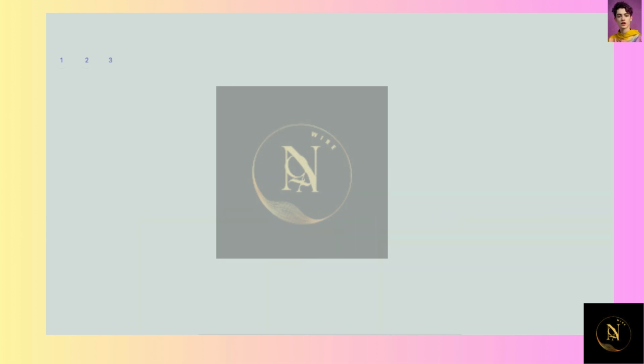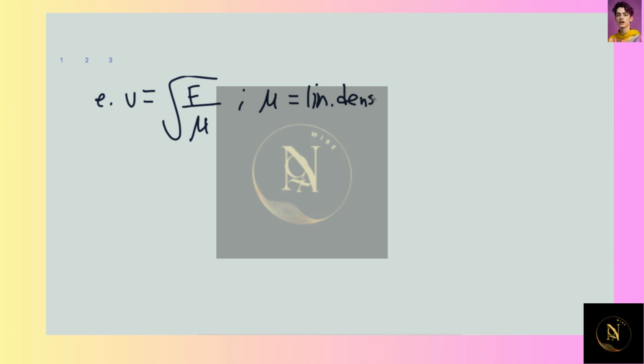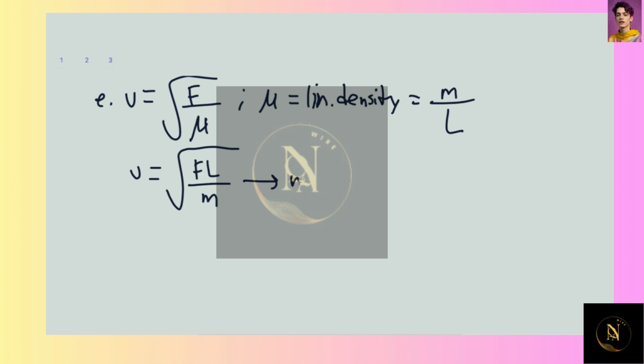And then it's asking us to find the mass of the string. So the mass of the string is very simple. We can say that V is going to be equal to the square root of the tension in the string divided by mu. And we know that mu is going to be equal to the linear density, or mass over the entire length L. We can substitute the linear density into our velocity equation and say that this is going to be equal to the square root of FL over m.